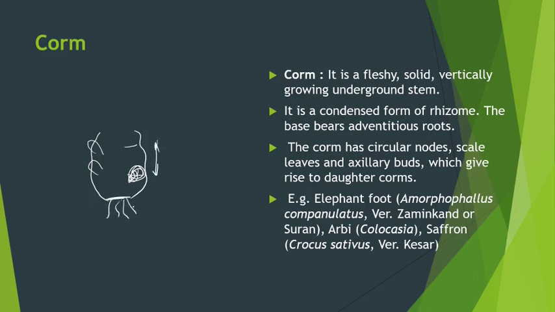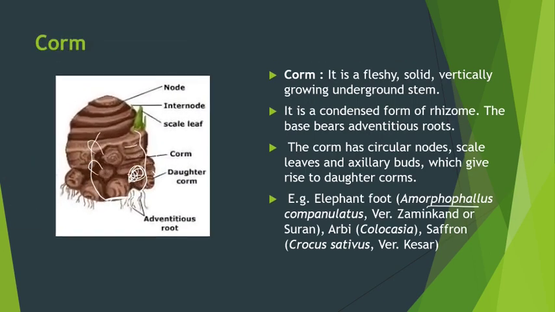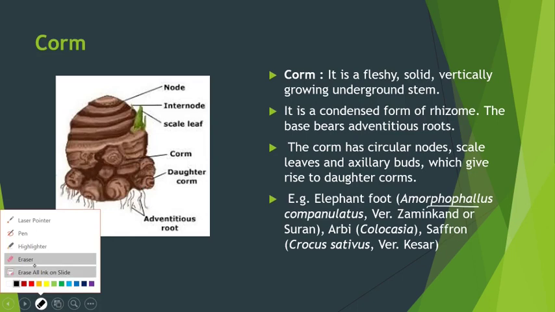Example is Amorphophallus, which is also called elephant's foot, or suran in Marathi, Zamikand in Hindi. Another example is Colocasia, as you can see in the picture, Arabi Colocasia, or we also call it Aru. Saffron is one more example, Crocus sativus, that is Kesar. We can also define corm as a vertically growing rhizome. Why vertically growing? Because the branches are vertically produced.